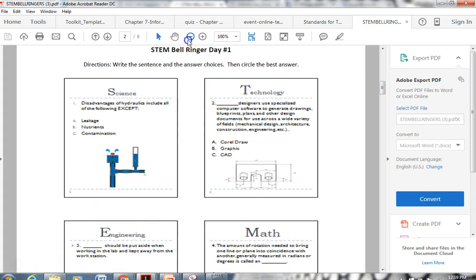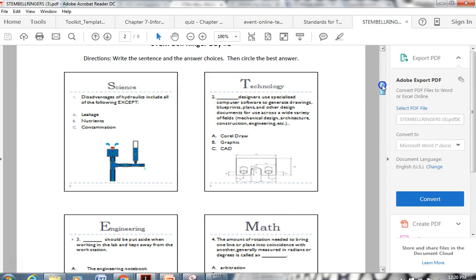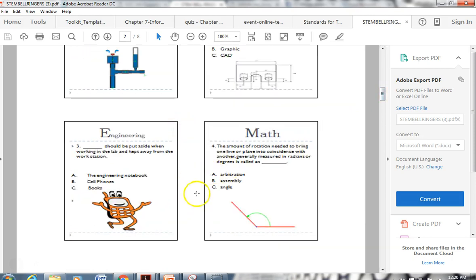Okay, so basically, when the students come in, they know that they have to do their bell ringer in their notebook. So they have 4 questions. They're science, technology, engineering, and math questions. And I have a lot of, as you can see, picture clues.